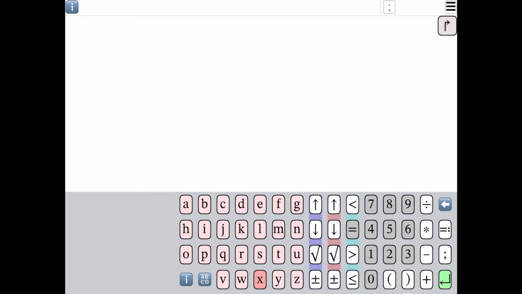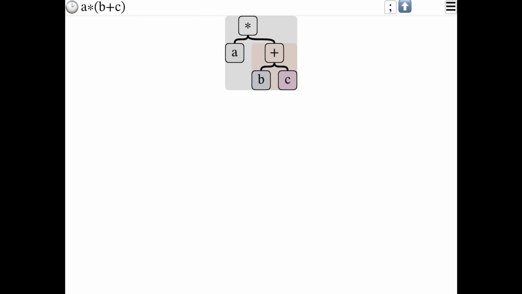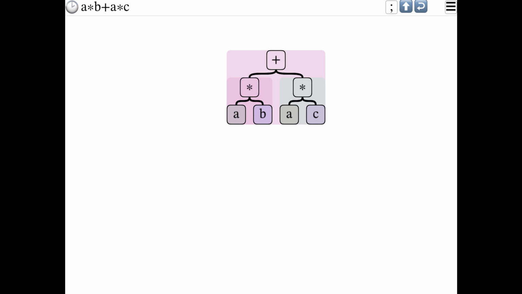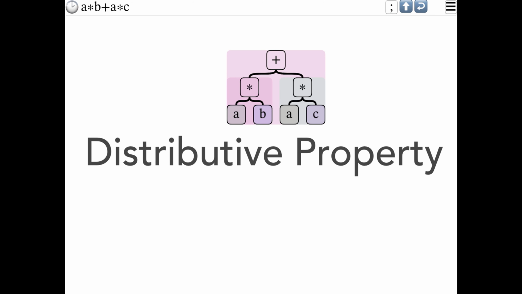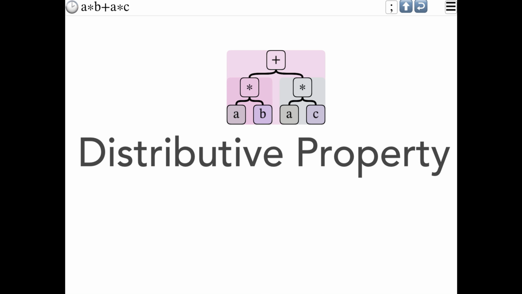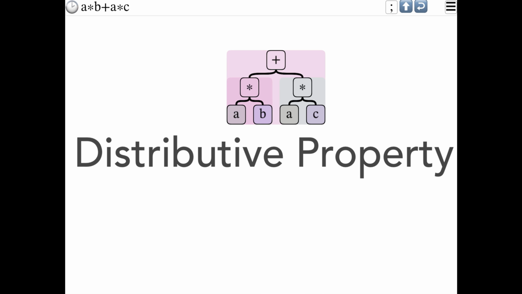For any numbers a, b, and c, a times open b plus c close equals a times b plus a times c, always. This is called the distributive property of multiplication over addition. This is one of those things you especially need to remember.